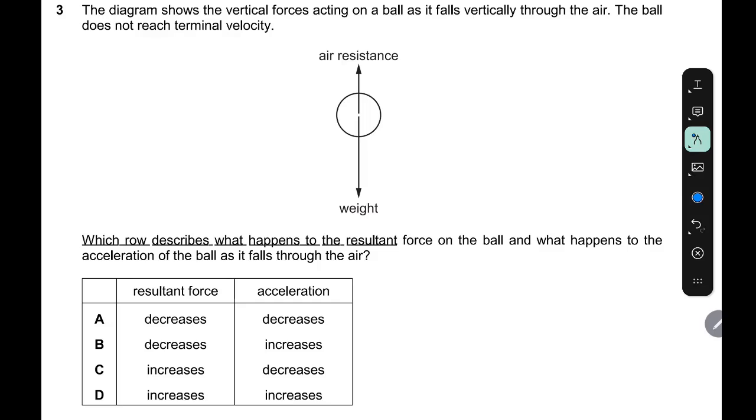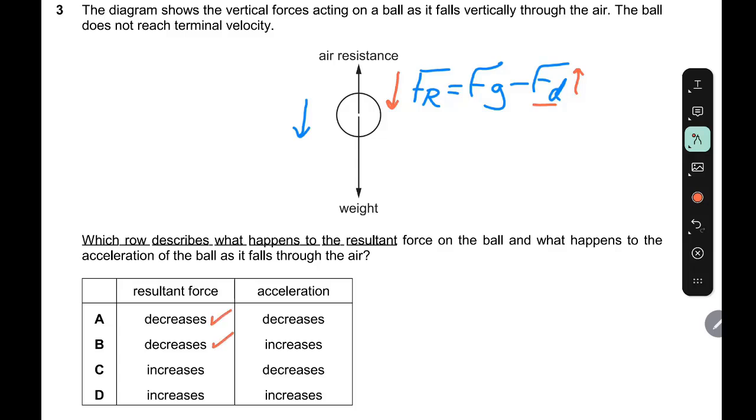Air resistance increases with time because the speed increases until it becomes equal to the weight. So the resultant force decreases with time. This is the weight, which is larger than the resistance, so we have the resultant force like this. But air resistance increases, so this resultant force decreases with time. Resultant force F_R equals F_g, the weight, minus F_drag, the air resistance. The drag force increases with time, so the resultant force decreases with time.